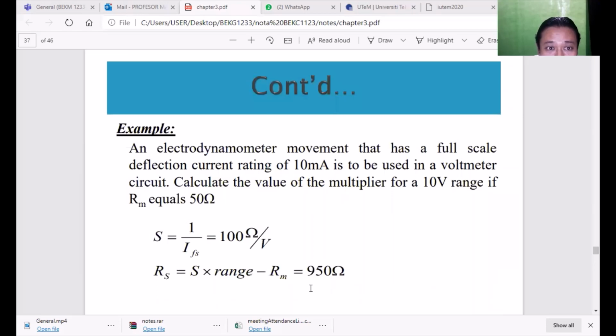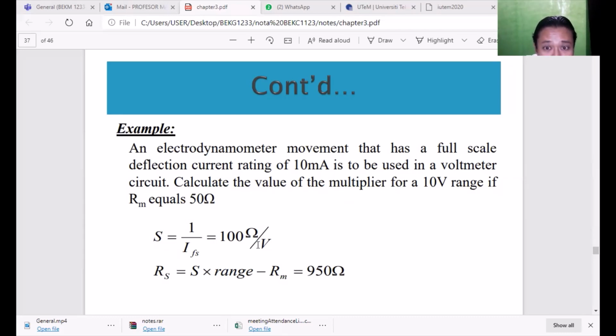Okay, so this is an example for the electrodynamometer. An electrodynamometer movement that has a full scale deflection current rating of 10 milliamperes is to be used in a voltmeter circuit. Calculate the value of the multiplier for the 10 volt range if Rm equals 50 ohms. The formula for sensitivity is 1 over full scale current. Full scale current is 10 milliamperes, so 1 over 10 milliamperes equals 100 ohms per volt.